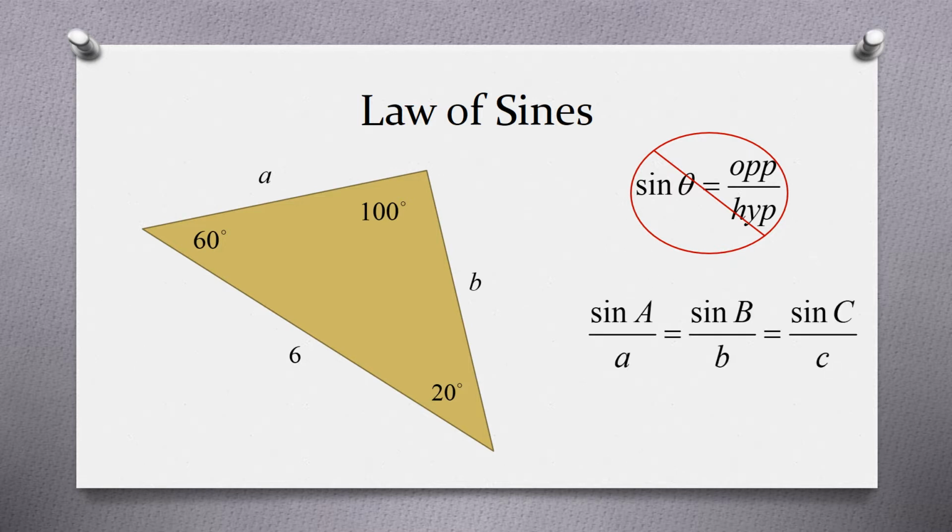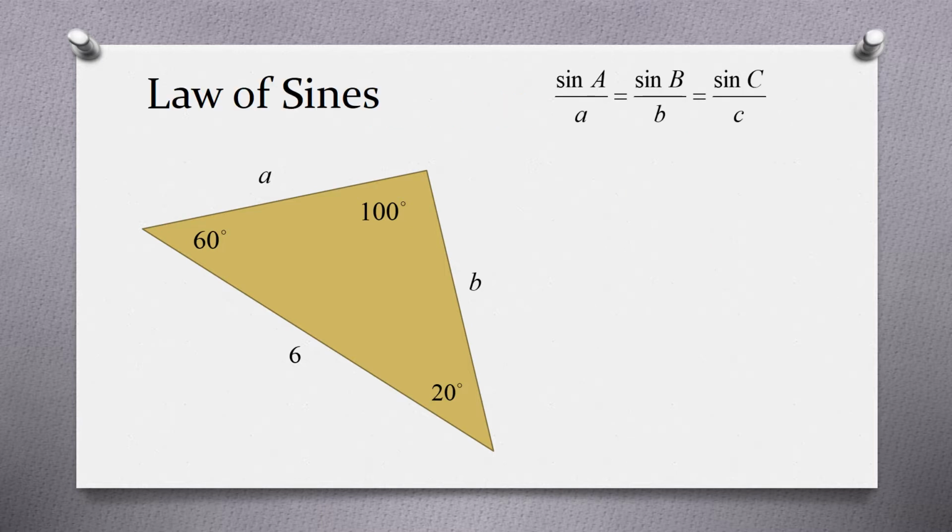So we'll throw that out and go with the law of sines instead, where sine of angle A divided by the measure of side A is equal to the sine of angle B divided by the measure of side B is equal to the sine of angle C divided by the measure of side C. With that information, what do I have that I can work with in this situation? I notice that I have information about side C and angle C.